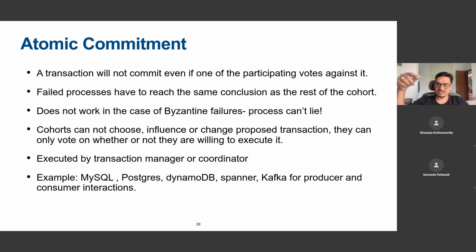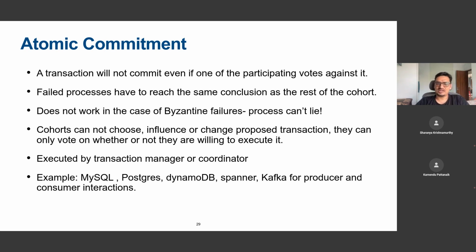We have participants and everyone votes if they can execute the transaction on themselves, that specific node, right? Failed processes have to reach the same conclusion as the rest of the cohort. And this does not work in case of Byzantine failure. Byzantine failure basically means that everyone is just independent. There's no influencing and all that business. And if you make a decision once, you can't revert those decisions and things like that, right?